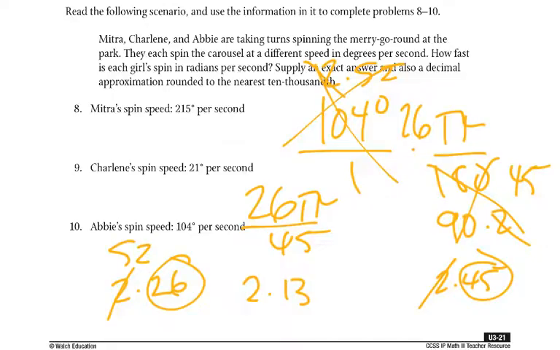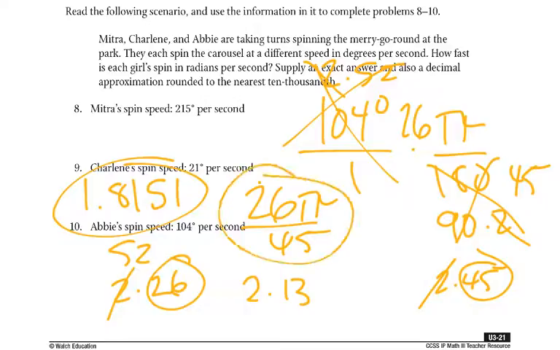Okay, but to get my decimal, we just go 26 times pi divided by 45, or 104 times pi divided by 180. And we get 1.8151 radians. Exact, decimal approximation. There we go.